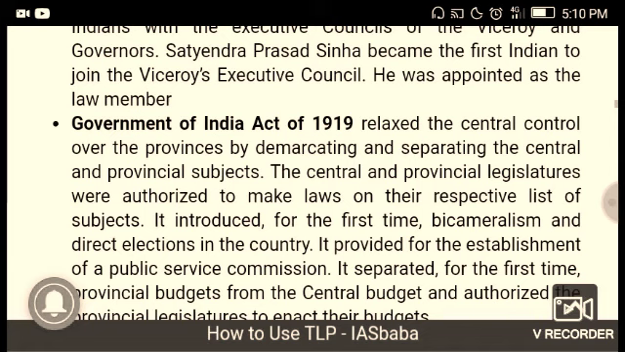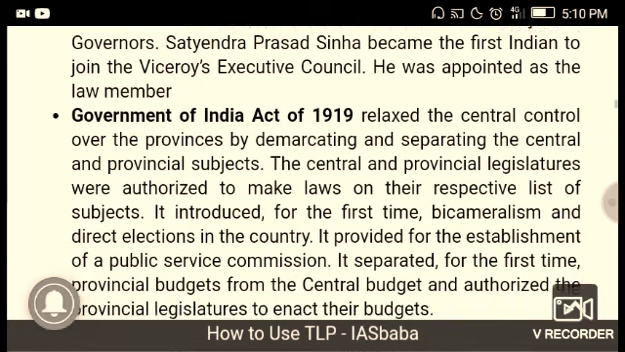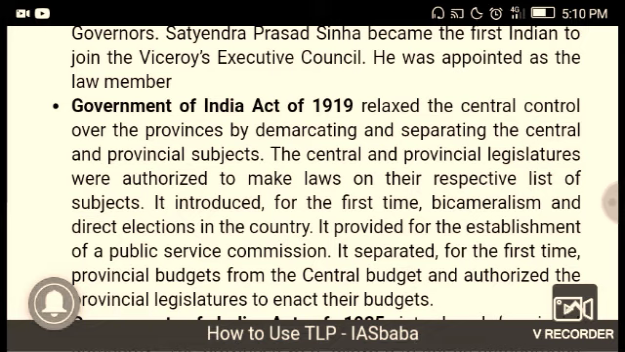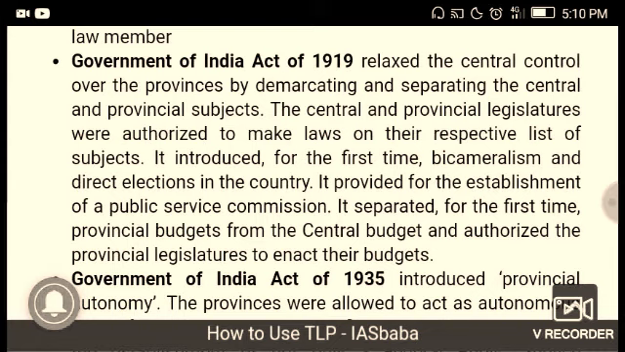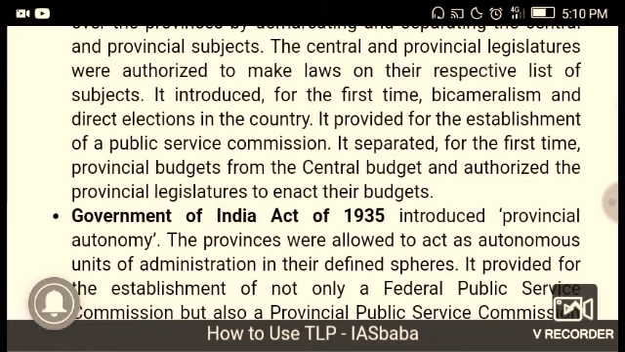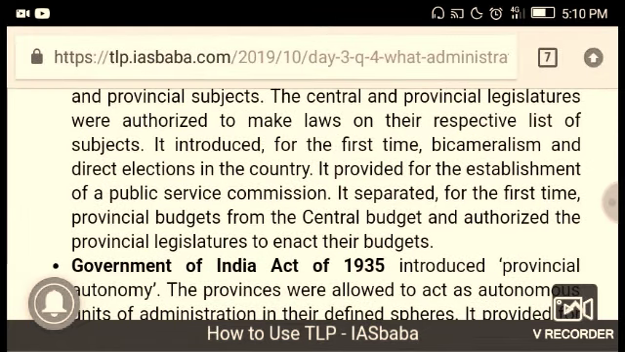Government of India Act of 1919 relaxed the central control over the provinces by demarcating and separating the central and provincial subjects. The central and provincial legislatures were authorized to make laws on their respective lists of subjects. It introduced for the first time bicameralism and direct elections in the country. It provided for the establishment of a public service commission. It separated for the first time the provincial budget from the central budget and authorized the provincial legislatures to enact their budgets.